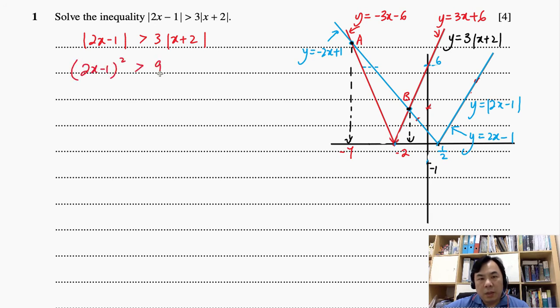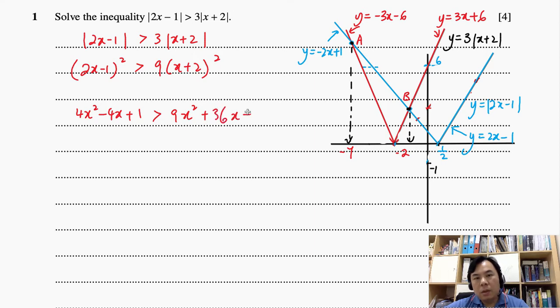That will be a 9, a square there. Right. So from here, all you need to do is just go through the normal expansion. We have 4x squared, 4x plus 1 greater than 9x squared plus 36x plus 36 there, right? And then after that, you're going to simplify that.